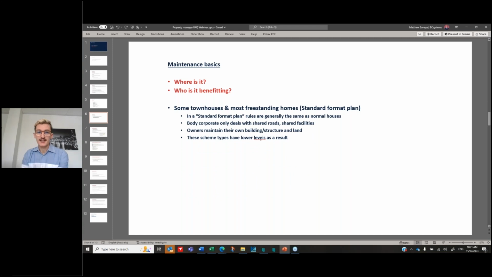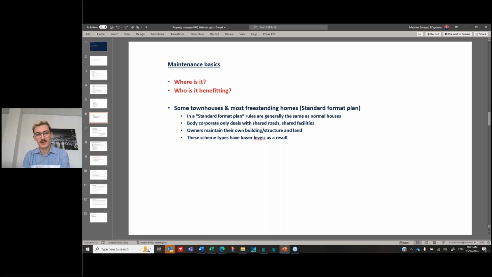Next page here is some townhouses and freestanding homes. So there are body corporate developments that are a standard format plan, and that's generally a way of arranging townhouses and freestanding homes to have like a shared pool or a shared driveway system. These are less common in Queensland, probably 20% or less of bodies corporate are a standard format plan. So it is much more unusual than a building format plan.